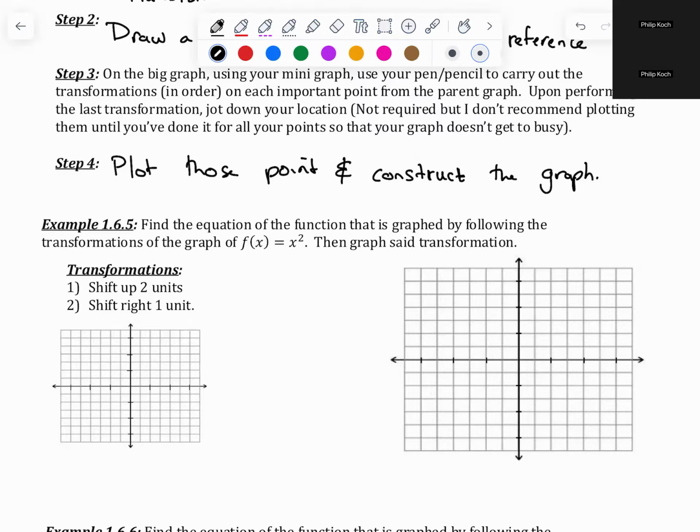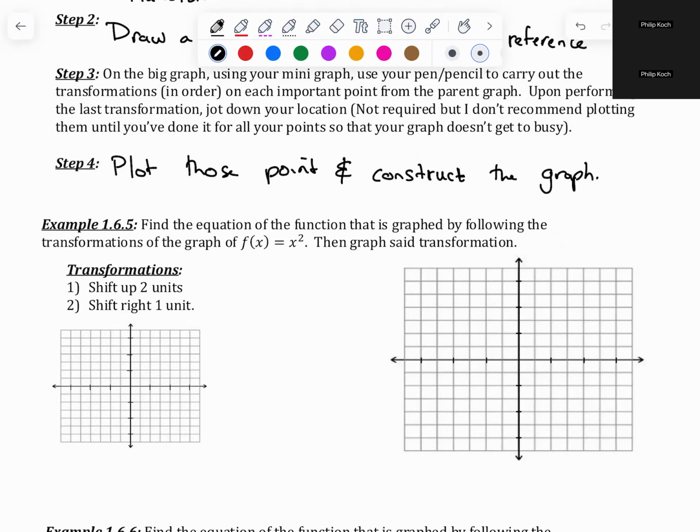So back to the problem at hand. Find the equation of the function that is graphed by following the transformations on the graph of f(x) equals x squared. Then graph that transformation. So the parent function given is y equals x squared. That is an even power of x that makes the U shape.